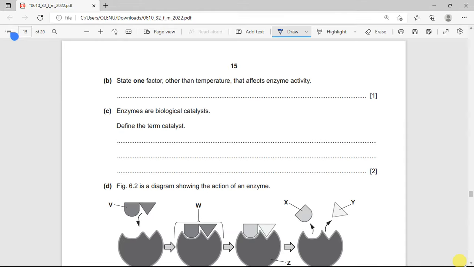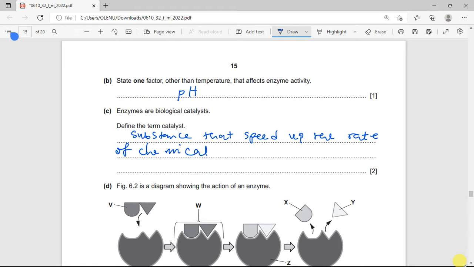Now state one factor other than temperature that affects enzyme activity. That's the pH. Enzymes are biological catalysts. Define the term catalyst. So a catalyst is a substance that speeds up the rate of chemical reaction without being used up.